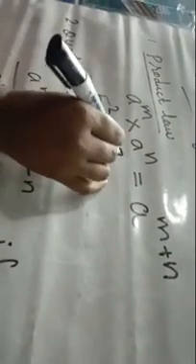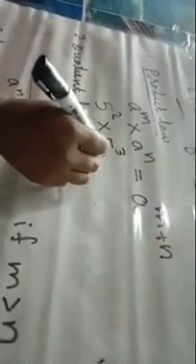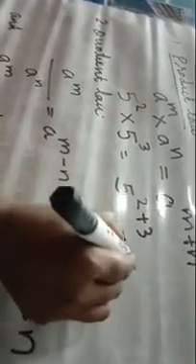For example, 5 square into 5 cube. Both are 5, both the bases are 5. 5 square into 5 cube is equal to, what to do? No change to the base. We can add the powers, 2 plus 3. That is 5 raised to 2 plus 3, which is 5 raised to 5.